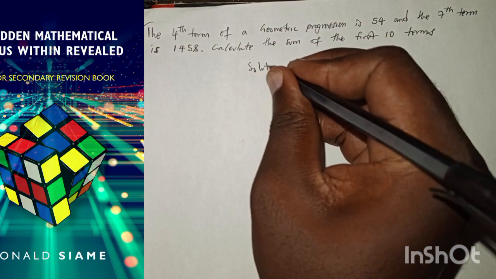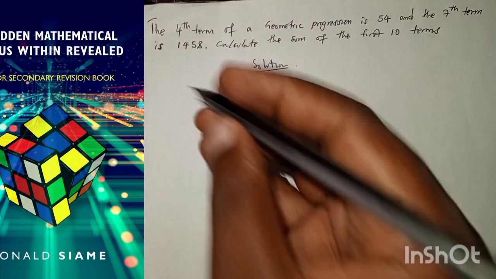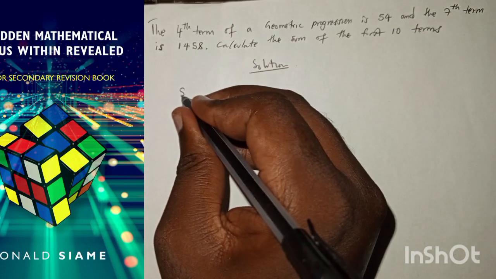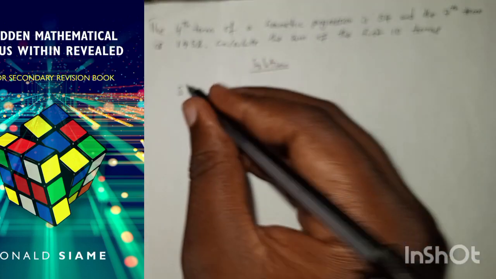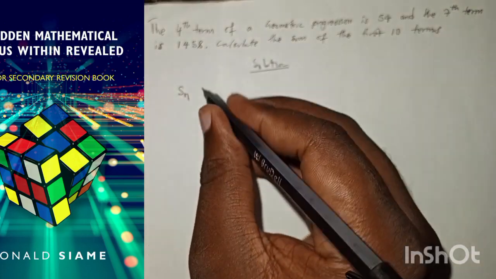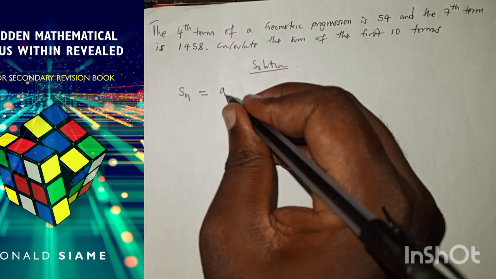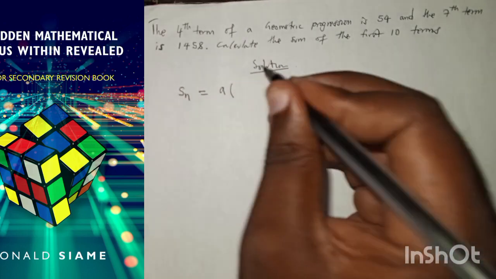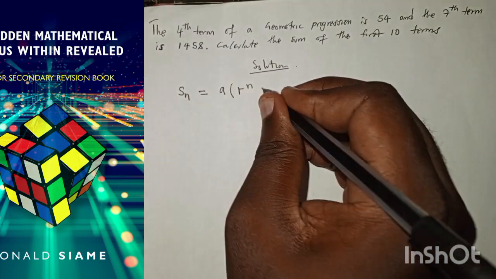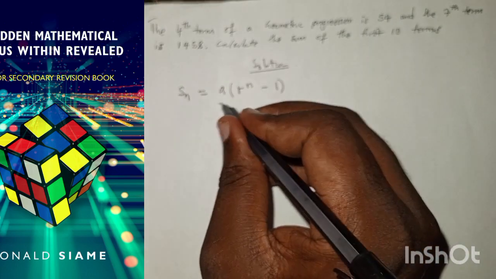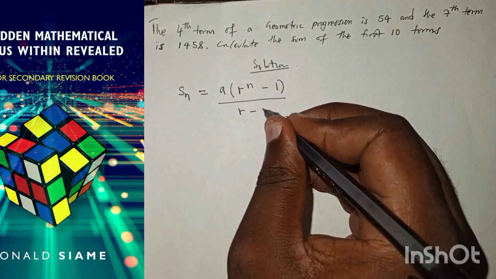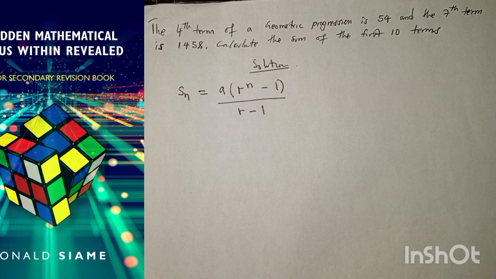So, solution. The sum of a GP is given by the formula S sub n is equal to A times (r to the power n minus 1) over (r minus 1). So that is the formula for calculating the sum of a GP.